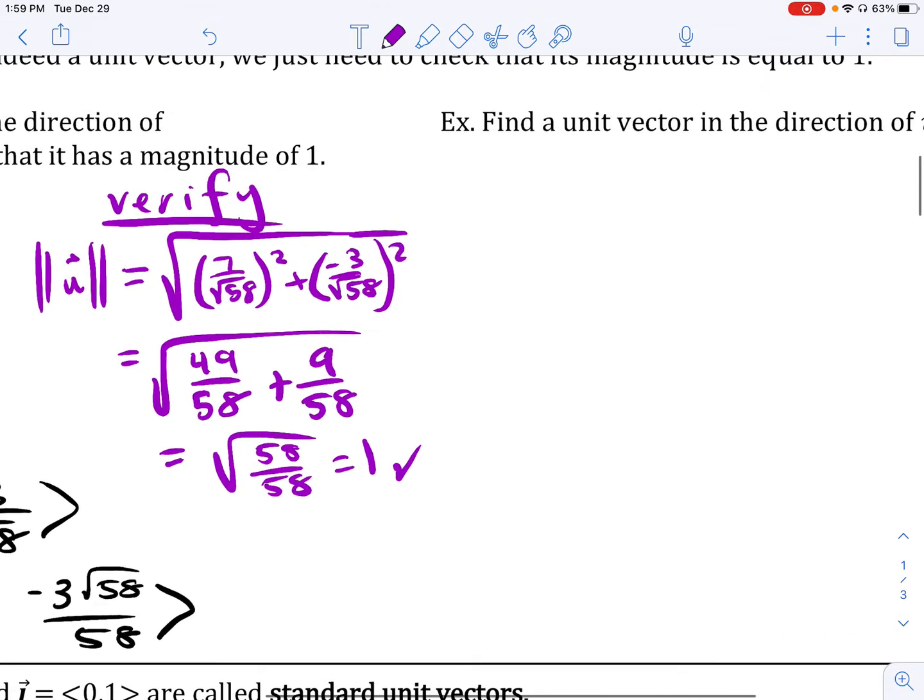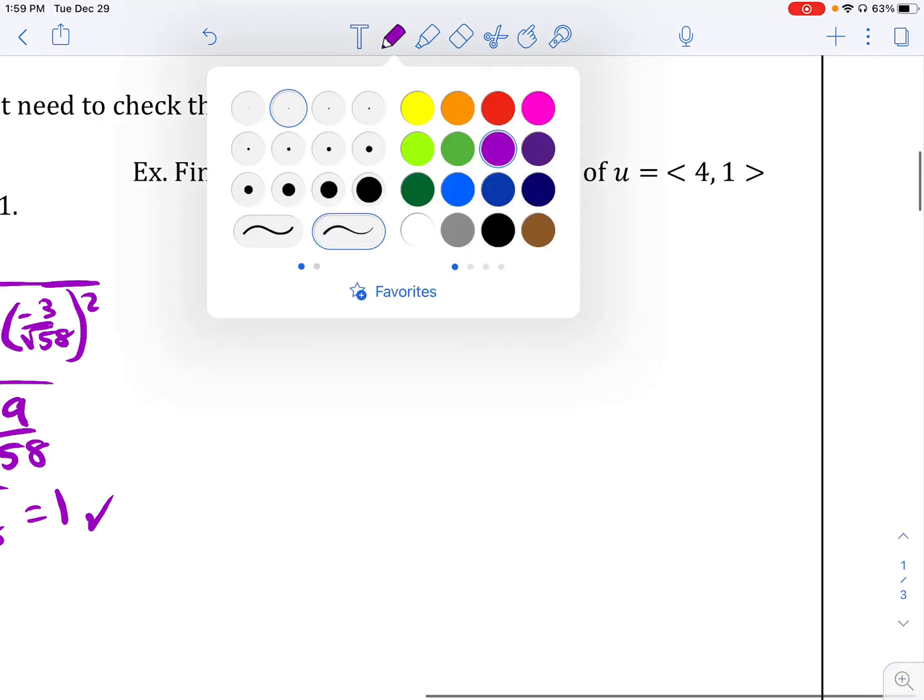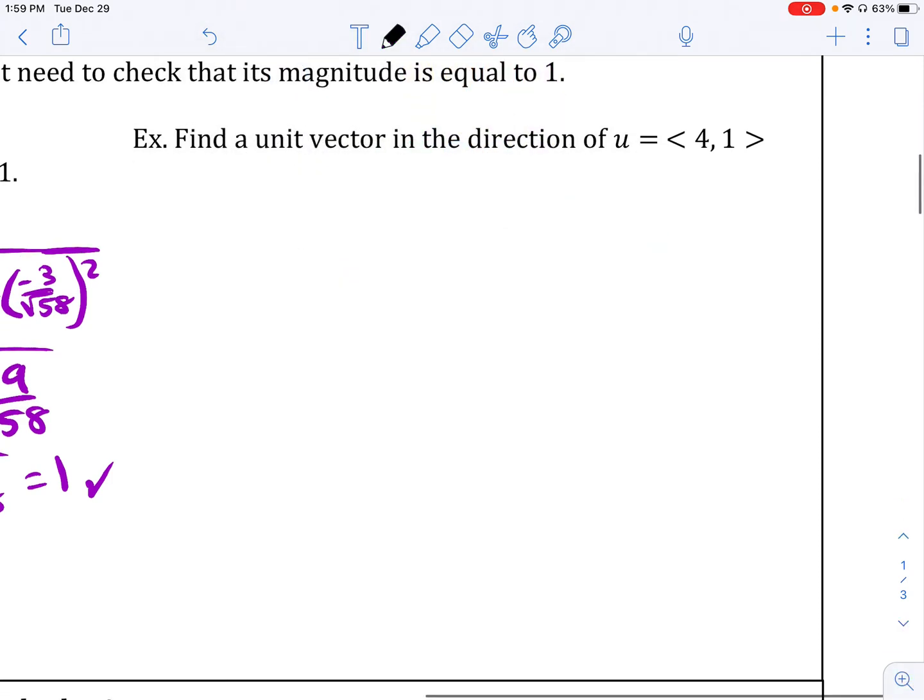I would encourage you to pause the video and now try this next problem. Try this one on your own. See if you can find a unit vector that's going in the same direction as ⟨4, 1⟩.